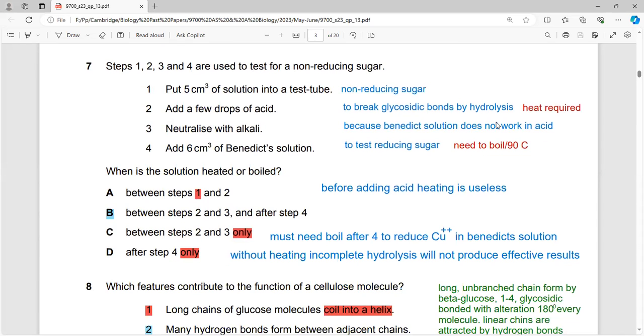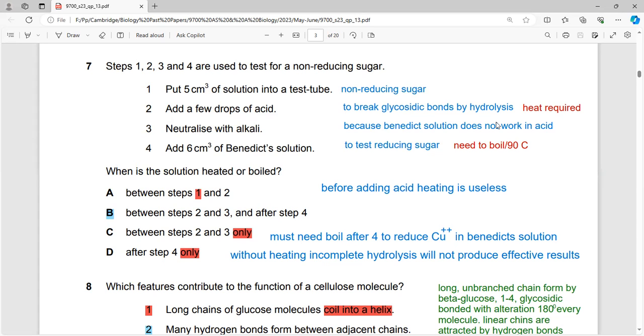Steps number 1, 2, 3, and 4 are used to test for non-reducing sugar. If you want to test non-reducing sugar, we take a sample of 5 centimeter cube of a solution in a test tube. That's a non-reducing sugar. Then we add a few drops of acid to hydrolyze the glycosidic bond. Why? Because polysaccharides are non-reducing sugars. But if you break them down into monosaccharides, they will become reducing. For hydrolysis or breaking down of the glycosidic bond, we need heat. So we need to heat it after step 2.